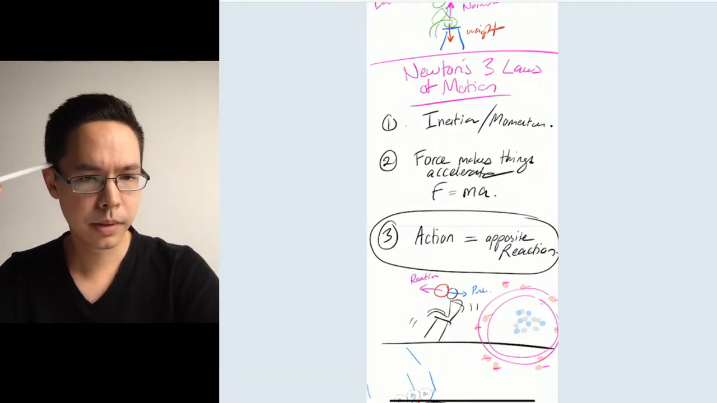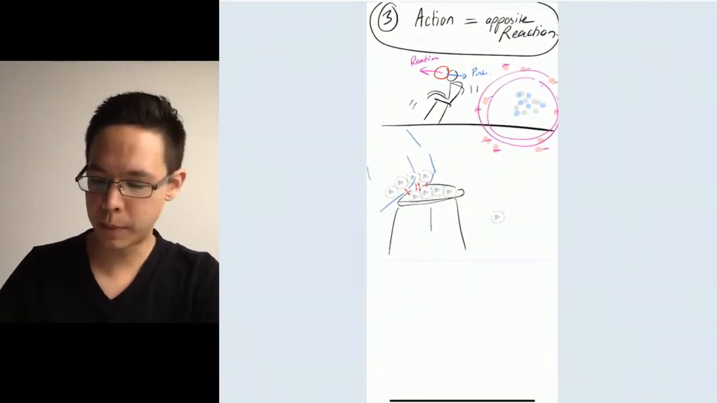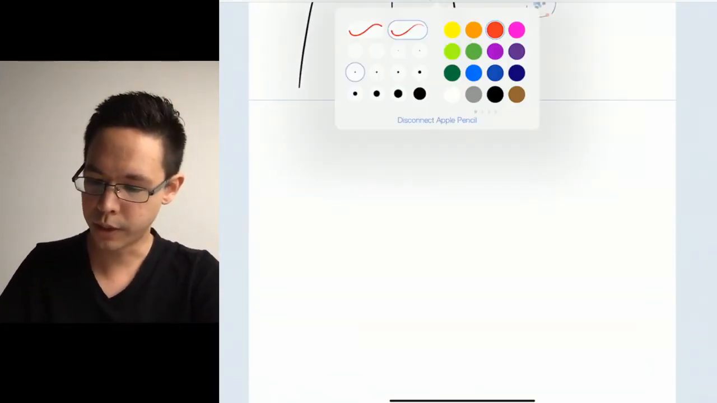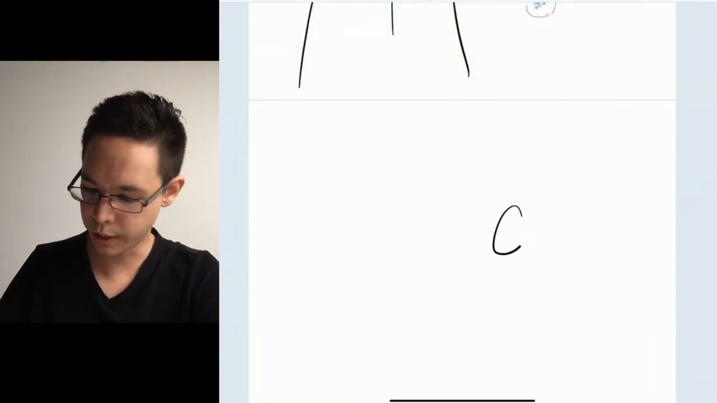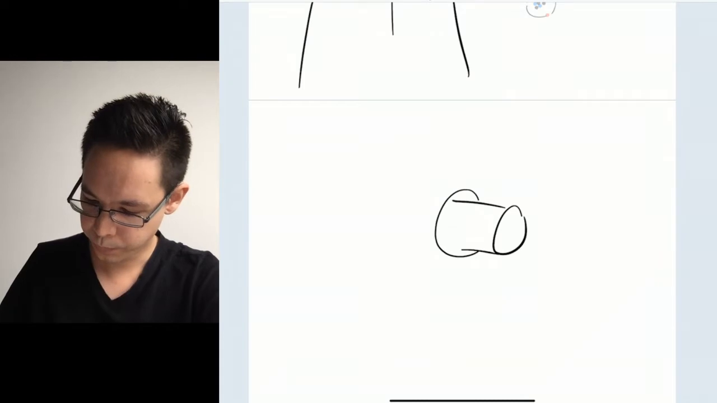15% question 9A. How do ball bearings in wheels reduce friction? Ball bearings basically reduce the surface area between the inside of your wheel and the outside of the wheel. So I'm just going to do a really complicated diagram here, so give me a moment.